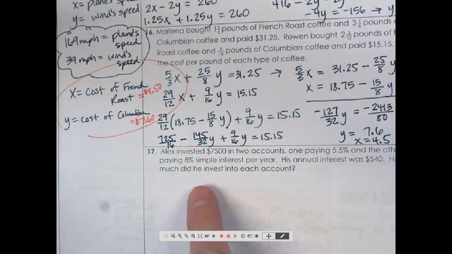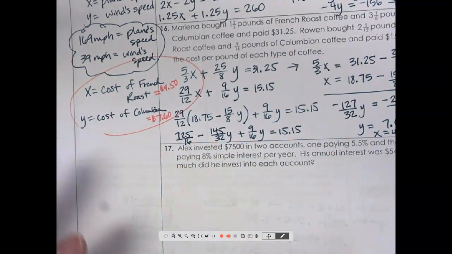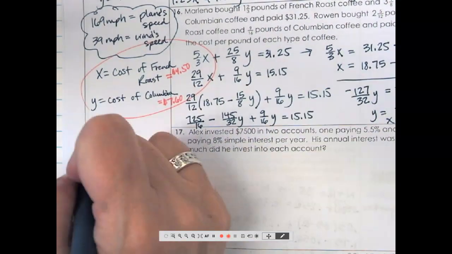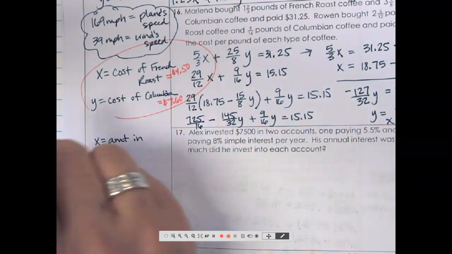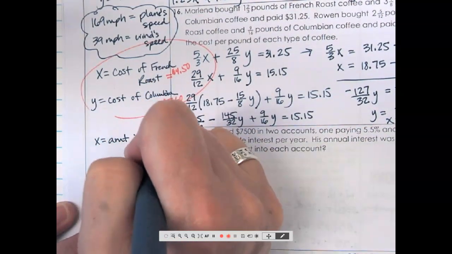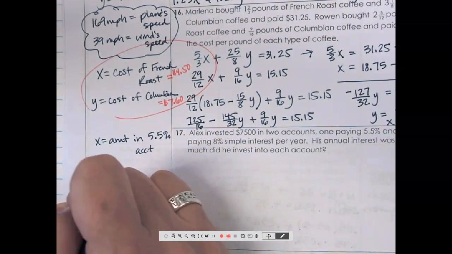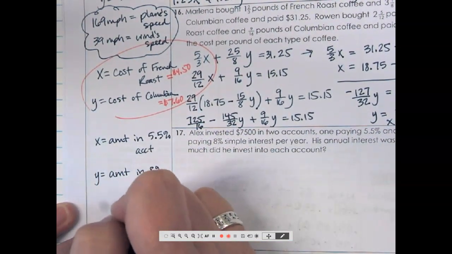How much did he invest in each account? The amount that went into the 5.5% account and the amount that went into the 8% account. So there were two accounts, and we want to know how much was deposited into each. Let's say X is the amount in the 5.5% account, and Y is the amount in the 8% account.